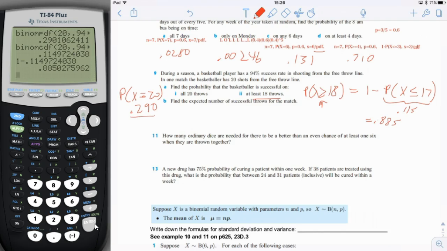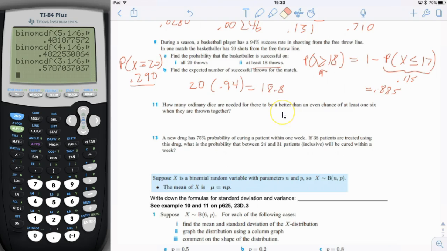Find the expected number of successful throws for the match. The expected number would be the number of shots taken times the probability of success. That's a pretty easy calculation, right? So 20 times 0.94 is going to give us the expected number, which is 18.8. And this video is getting too long, so I'm going to continue the remaining problems on the next video.